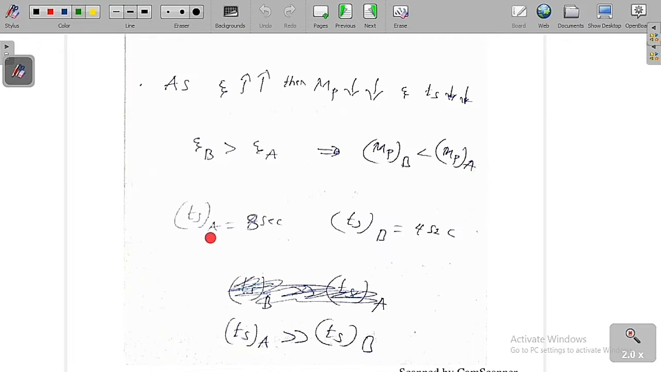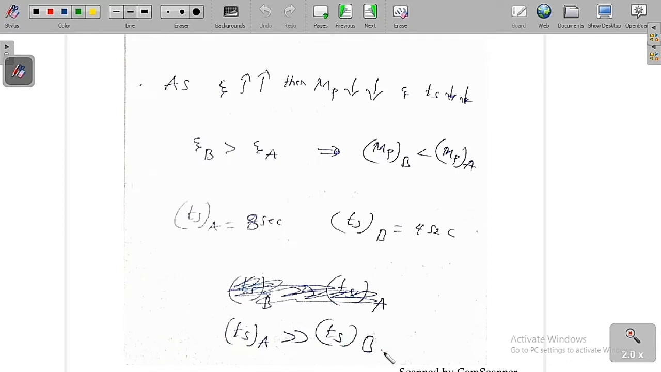And also we have seen that the settling time of system A is 8 seconds and the settling time of system B is 4 seconds. So from this we can see clearly that the settling time of system A is always greater than the settling time of system B. So finally I can say that whenever the damping ratio increases, the peak overshoot decreases and the settling time also decreases. The peak overshoot of system B is always lesser than that of system A, the damping ratio of system B is always greater than that of system A, and the settling time of system A is always greater than that of system B.